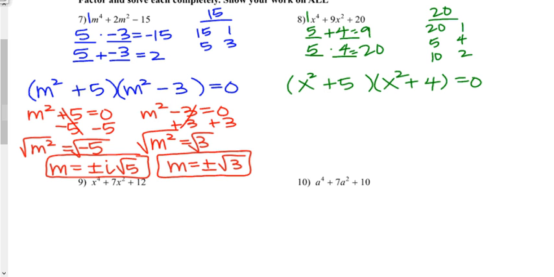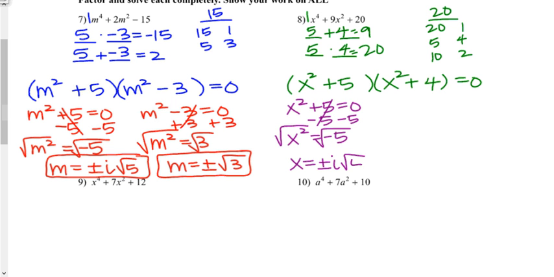Let's do purple. X squared plus 5 equals 0. Subtract 5 from both sides, I get x squared equals negative 5. I take the square root of both sides. X equals plus or minus i root 5.